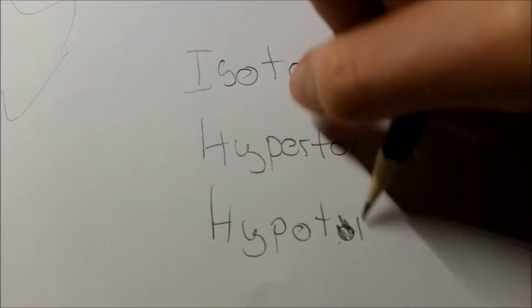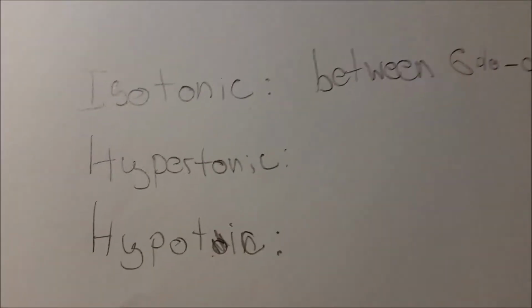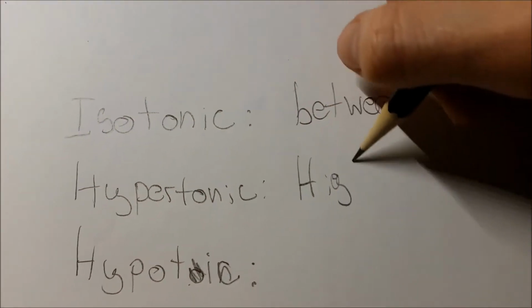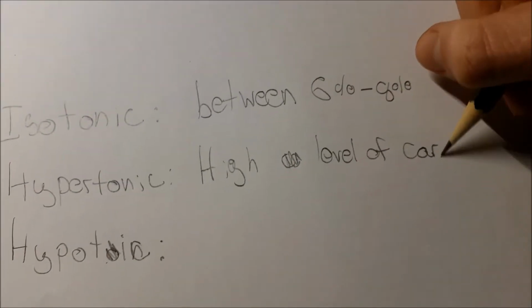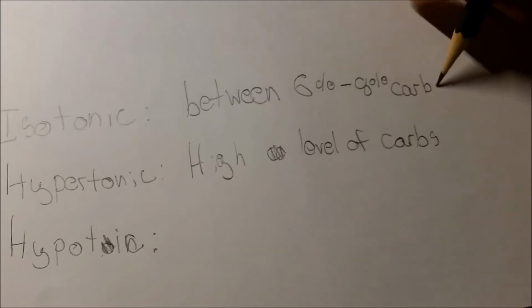So now let's look at hydration plans. So I'm going to talk about isotonic drinks, hypertonic drinks, and hypotonic drinks, and just the differences between the three. Alright, so first of all, isotonic drinks have the same osmolality as body fluids, and I'll explain what osmolality means in a second.